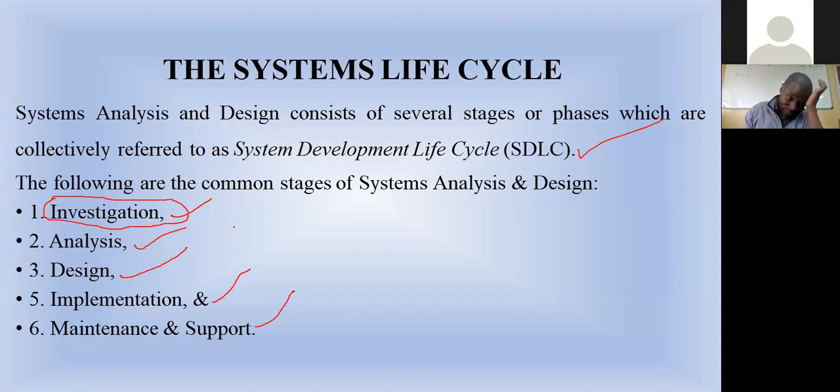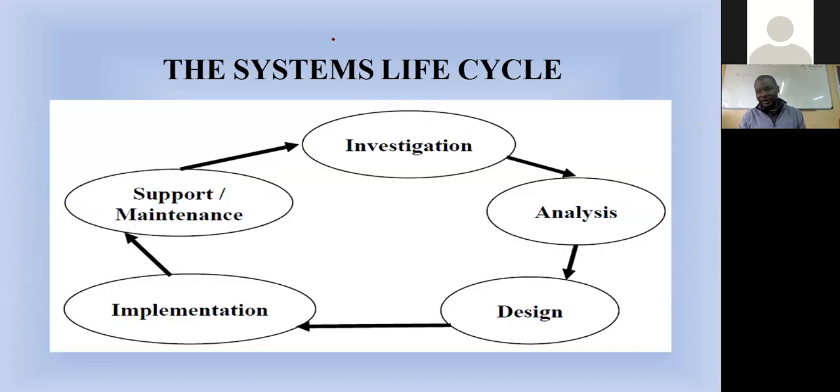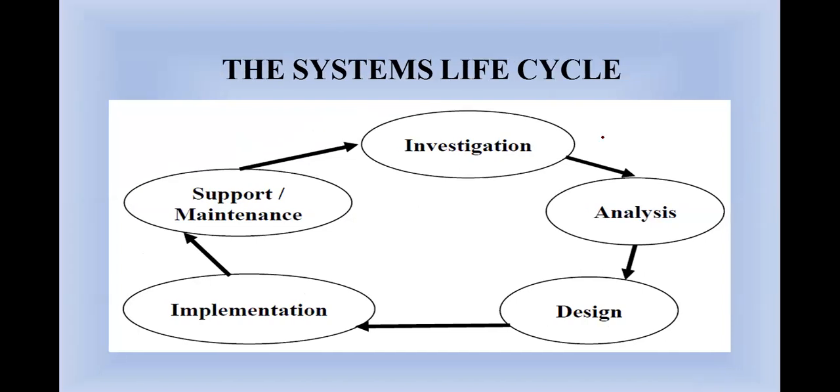So if you are building your system, these are the stages you are going to follow. And our focus today, we will look at investigation. So this is simply the stages that you are going to follow in graphical format. So we start with investigation. This is always number one. We do the investigation. After the investigation, you simply go to analysis, then you go to design. Then the fourth stage is implementation, and you're going to end your stage at support and maintenance. And then if there is a need to redo your work, you go back to investigation.